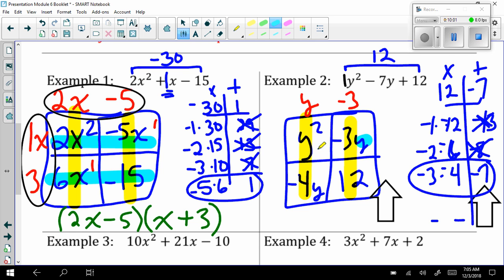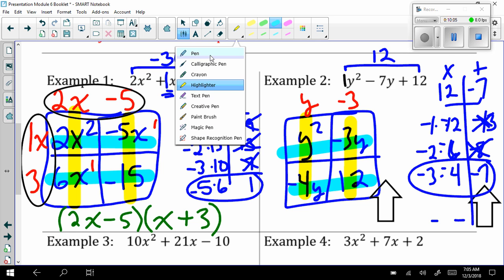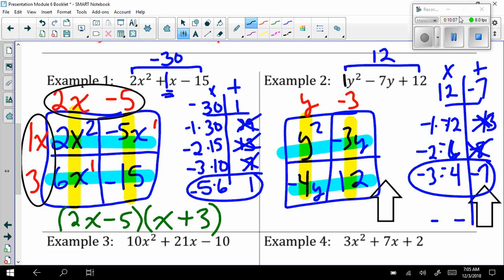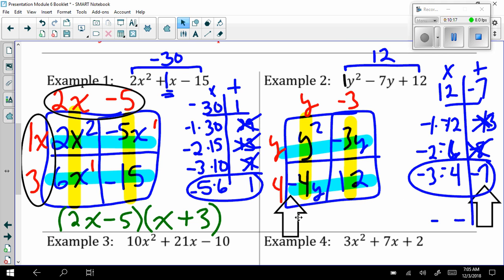Each of the rows. So pulling out the GCF from each row, y squared and negative 3y just have a y in common. 4 and 12 has a 4 in common. And because this is negative, this is going to be negative. So this time they're both negative.